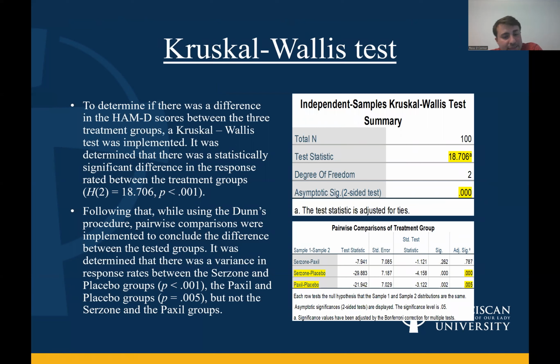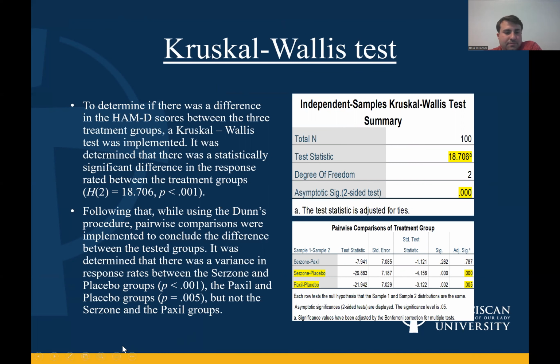It was determined that there was a variance in response rate between the Sarazone and placebo groups with a p-value of less than 0.001, and the Paxil and placebo groups with a p-value of 0.005, but not the Sarazone and Paxil groups. And that's what the pairwise comparisons of the treatment groups on the bottom show. It shows these 2 groups that do have a significant difference, and the Sarazone and Paxil that does not have a significant difference.